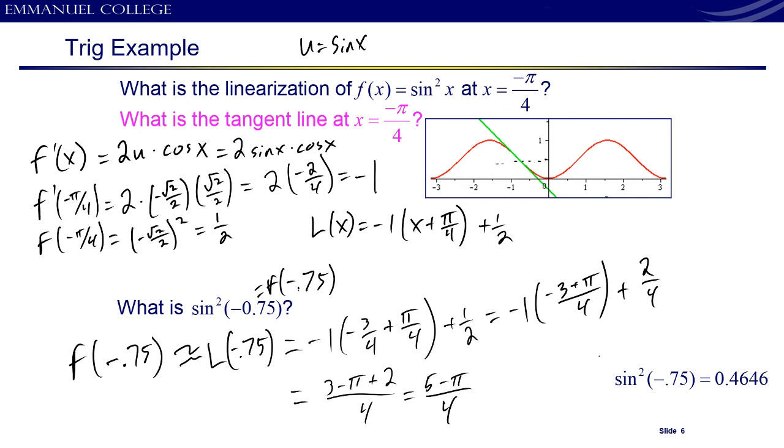So if you were to put in a calculator sine squared of negative 0.75, you get 0.4646. That's stopping at 4 decimal places. If you do the linearization of negative pi over 4, at negative 0.75, we use negative pi over 4, you get the exact same decimal places and then a 2. So it's a really good estimation for this one.